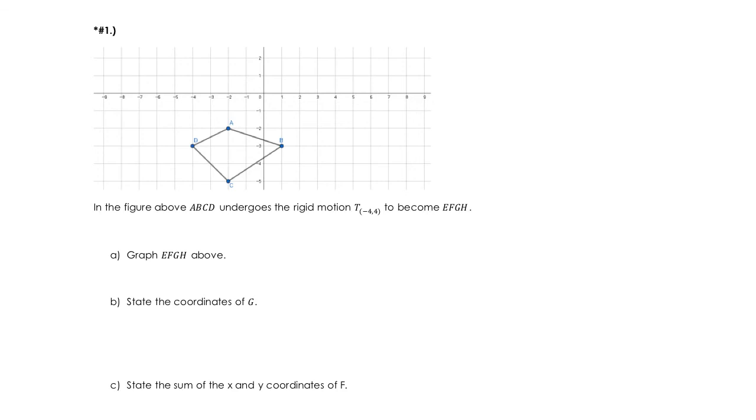All right, so in the figure above, ABC goes through the rigid motion T(-4, 4). So that's the X and the Y. So it's left 4, then Y is positive, so up 4. So I'm just going to annotate which way I'm going to move my points. So I'm going to keep every point. A, B, C, D is going to become E, F, G, H.